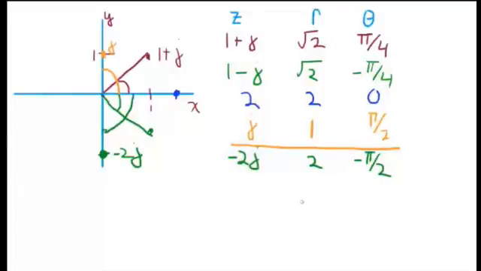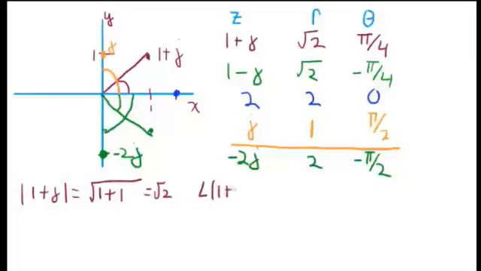I could have done it the other way. In all cases, I could have done these all using just the algebra. For instance, the length of 1 plus j equals square root of 1 plus 1 equals the square root of 2. And the argument, or the angle of 1 plus j, equals the tan inverse. The coefficient of j is 1 over 1, which is the tan inverse of 1, which we know is pi over 4.